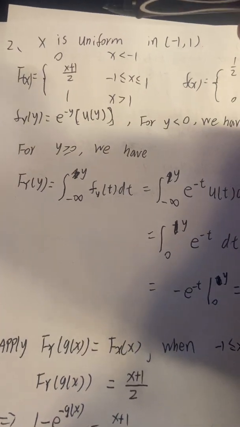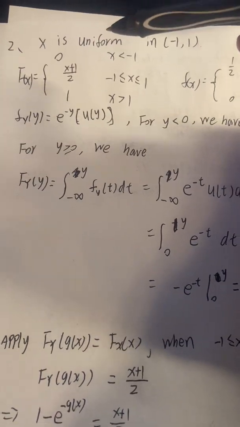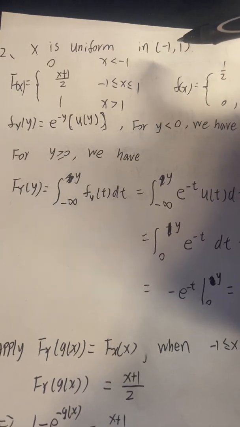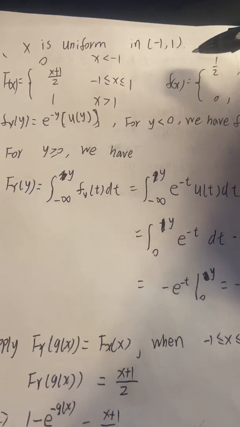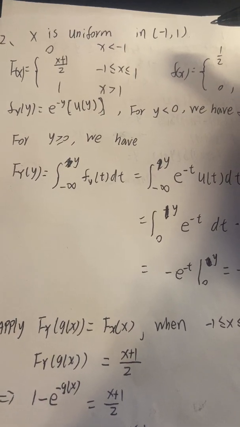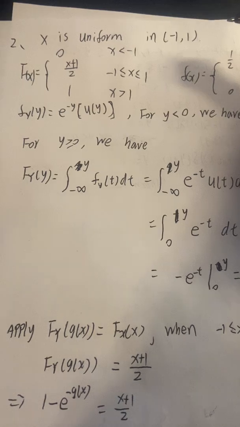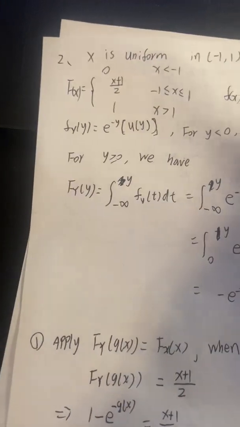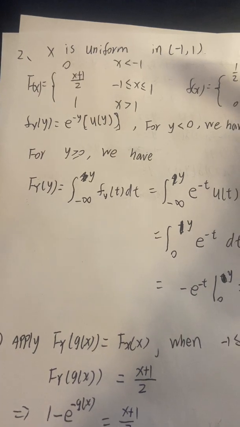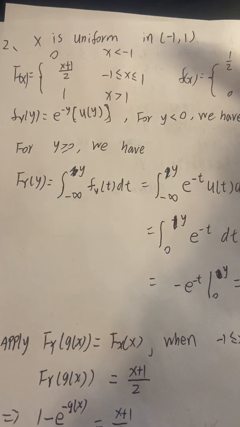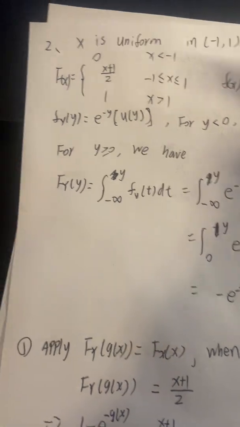So question 2: the random variable x is uniform in the interval -1, 1. We need to find g of x such that if y is equal to g of x, then the density function of y is e to the power of -y times u of y.